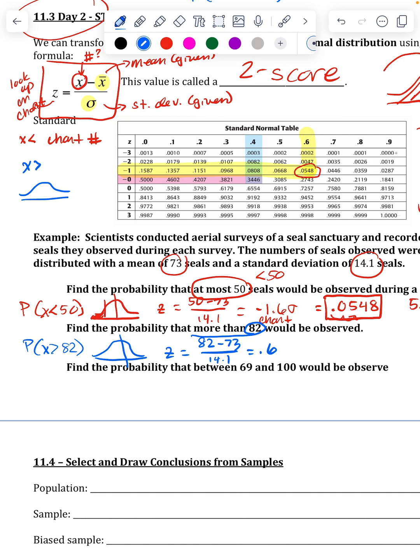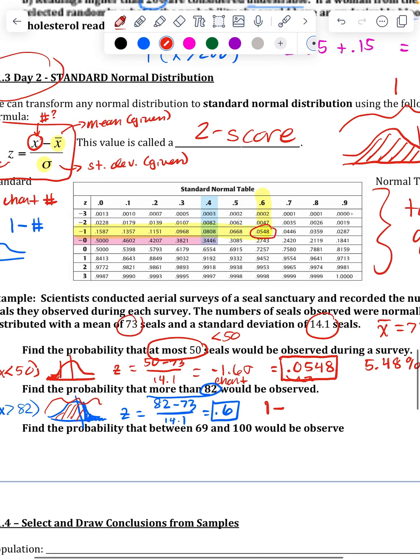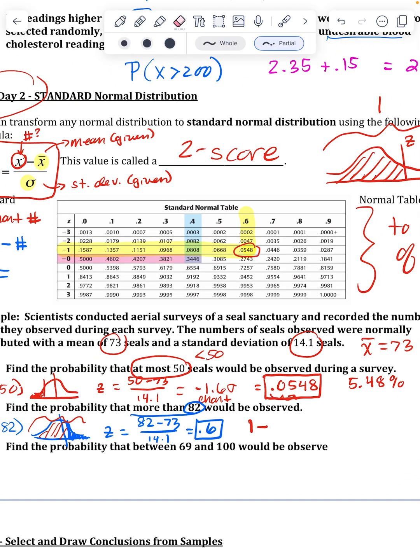So this is going to be on the chart, meaning I'm just a hair, 0.6, to the right of the mean, but I'm looking for the number over here, the bigger than. In this scenario, when you have greater than, you have to do 1 minus the chart number, because you're not looking for what the chart's going to give you, you're looking for the rest. So you take the whole thing, which is 1, and then you minus what you find on the chart. So let's go find ourselves a chart number for 0.6.